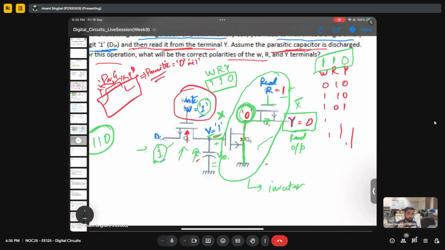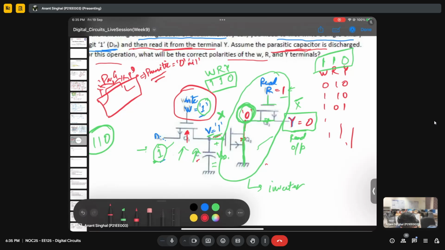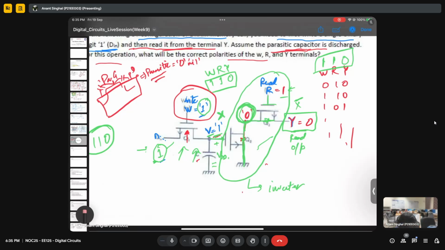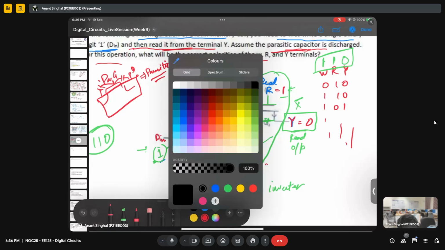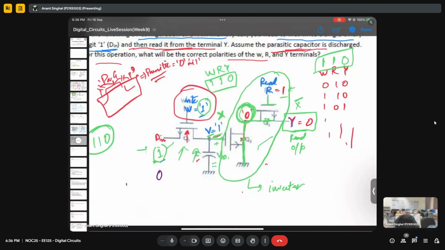Sir, can you explain, please? If you write 0, can you show how it will give output as 1? Okay, fine. So let's say this X is 0. Give input as 0, sir. Yes, so if D is 0, this node will be 0, right? Because this transistor is not turned on. The capacitor is always discharged at the initial state. We always assume that.